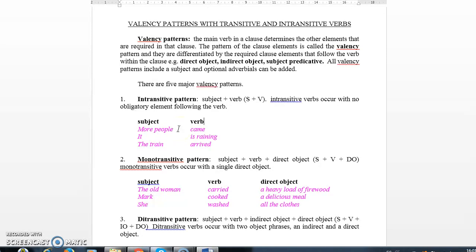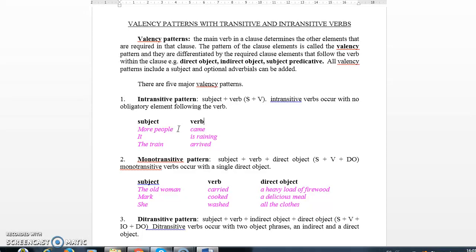The first one that you have is an intransitive pattern. In an intransitive pattern, you have the subject and the verb. You don't need anything else because there alone you have a full sentence. If you say more people came or the train arrived, there you have an intransitive verb because you have nothing else apart from that.